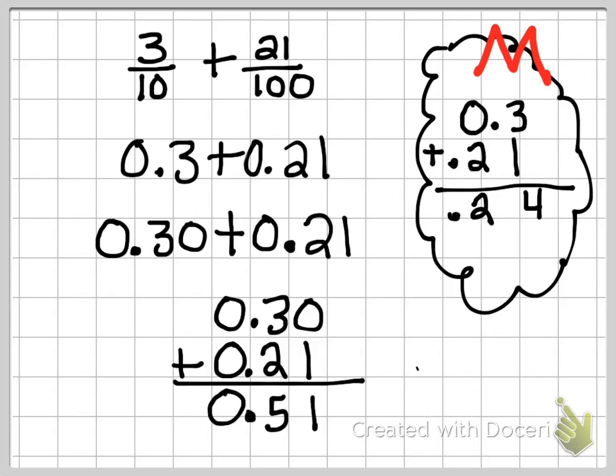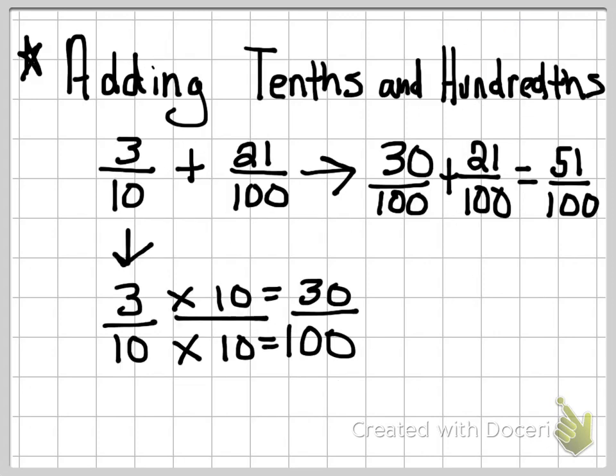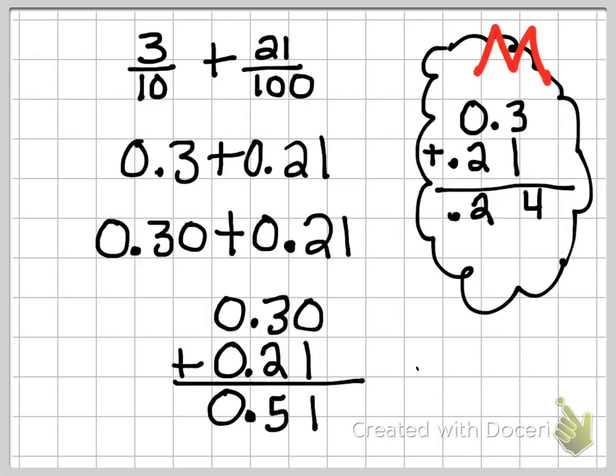Okay, so we end up with 51 hundredths, which we ended up with in regular fraction form here. So make sure you're not making this mistake. That's a big one. I see it happen a lot. Lining up your place values is very important.